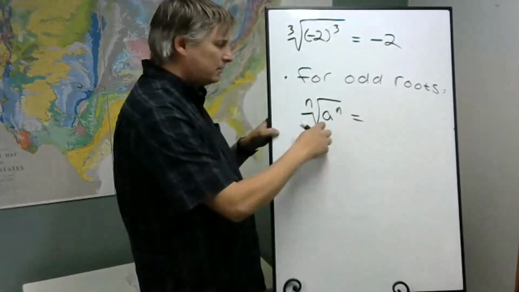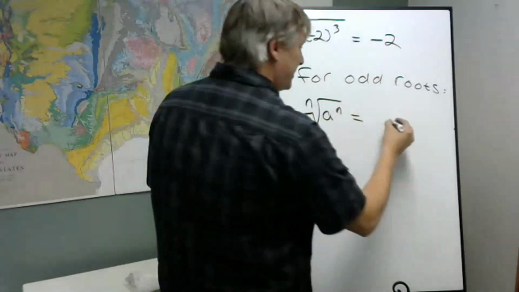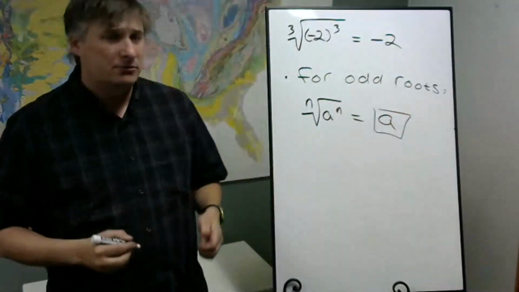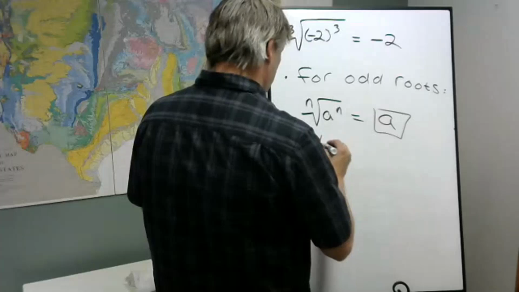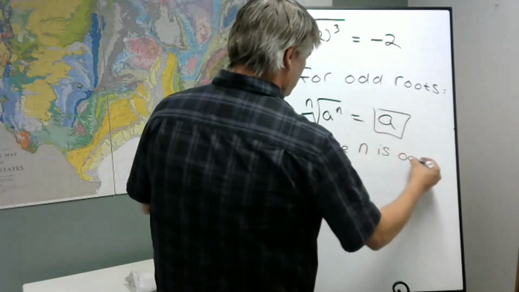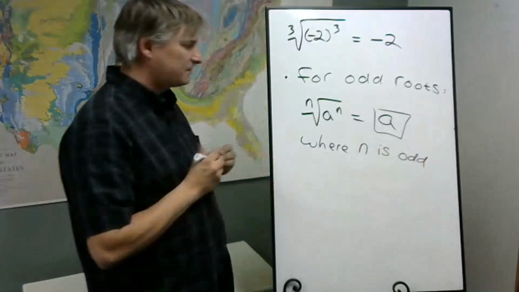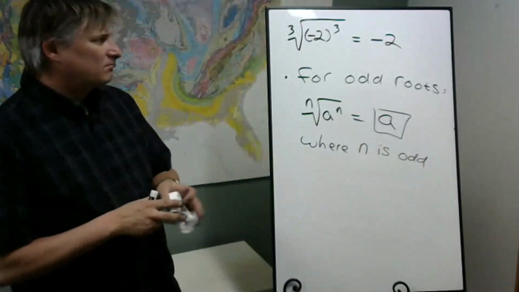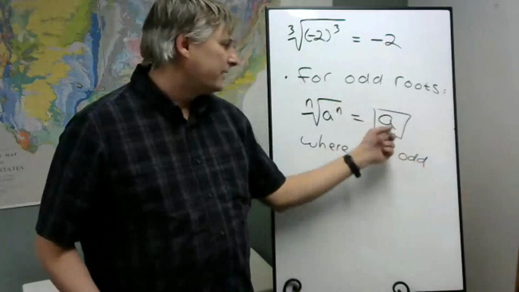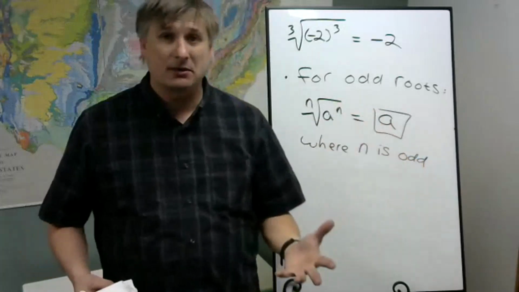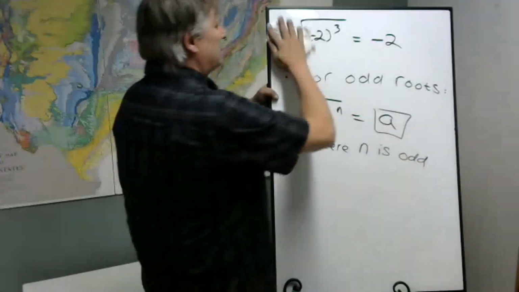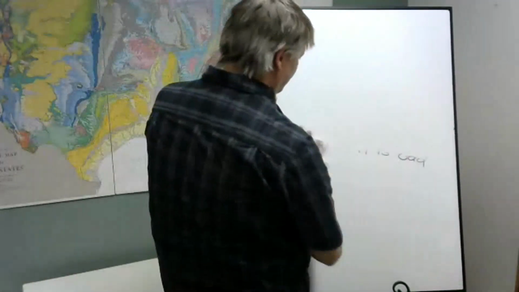Whatever's on the inside just gets kicked out as your answer for odd roots. So whether it's -2 or positive, it's just going to pass on through and you just extract it and that's your answer. Now, what I wanted to get about with the even roots, I was talking about those minus signs.